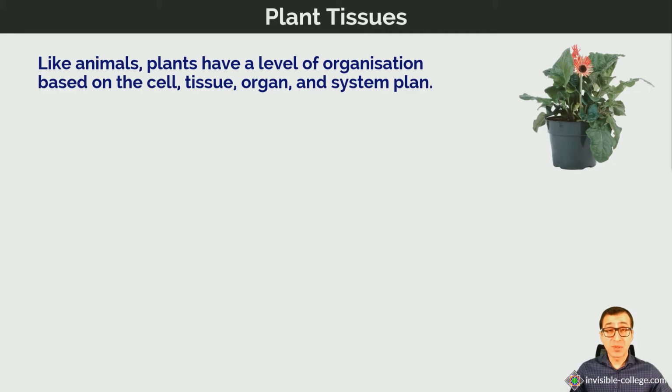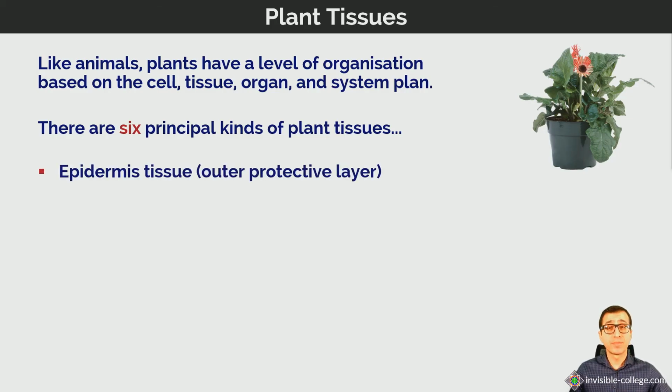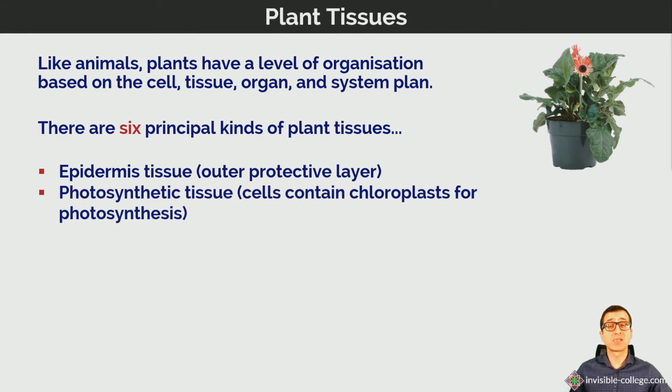There are 6 principal types of plant tissues. Now again, this is a bit of a simplification, but for GCSE purposes, this is sufficient. So there is epidermis tissue. Now, this is the type of tissue which typically forms an outer protective layer. There are photosynthetic tissues, which are composed of cells which contain chloroplasts for photosynthesis. There are also vascular tissues.